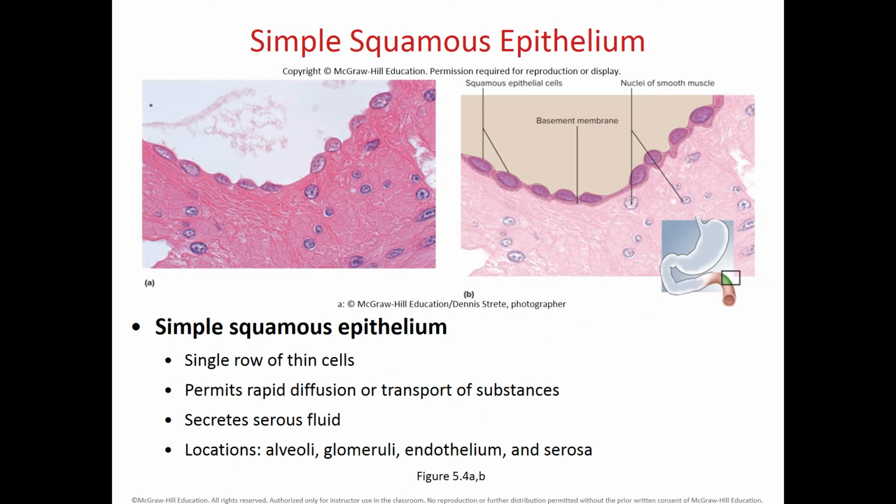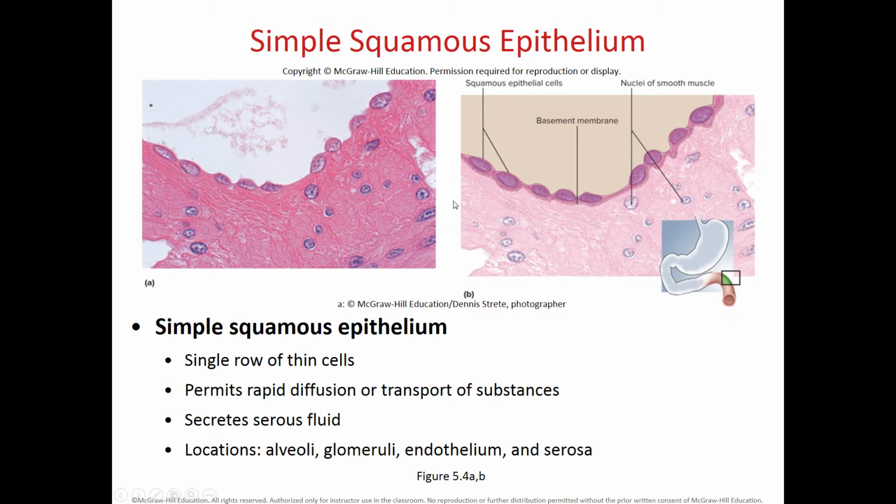So this is an example of the combination then of the names of the number of layers of cells with the shape of the cell. So this is simple squamous epithelium. So you have one layer of cells, and these are flat cells. So the location of this epithelium will be here in the intestines. And some of the functions of this simple squamous epithelium is to allow the rapid diffusion and transport of substances.